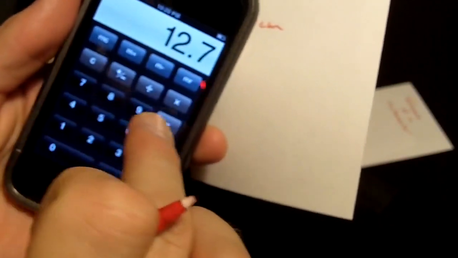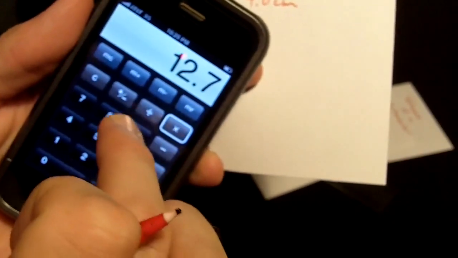Final step to this. I know you guys are getting excited. We're going to get the volume of this. It's fantastic. The final step is 12.7 times 1.9 times 4. And that gives us 96.52. Let's get that written down.